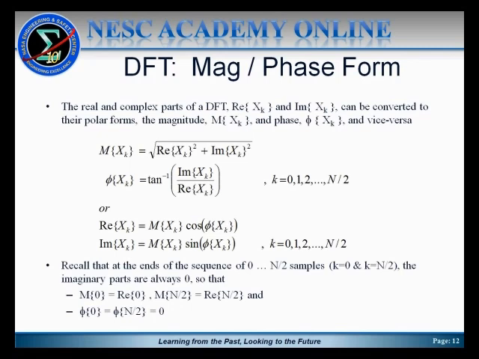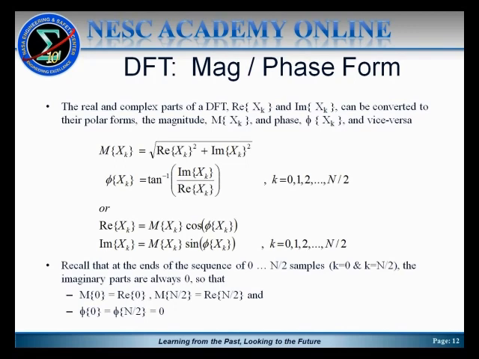Or if you have the magnitude and phase and you want to convert to the real and imaginary parts, the second set of equations would apply. The real part of the discrete Fourier transform coefficient is the magnitude times the cosine of the phase angle. The imaginary part is equal to the magnitude times the sine of the phase angle.